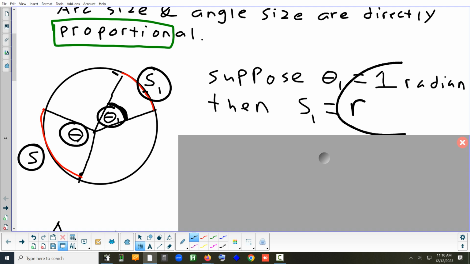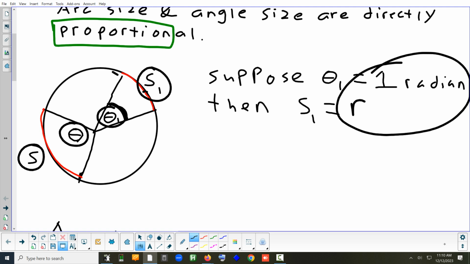This is like your 1 foot 12 inches. It's a definition. It's a fact that's true that you can start with. Is it the only fact? No. But it's the easiest one. So if the angle is 1 radian, then the arc is equal to the radius of the circle. Definition.